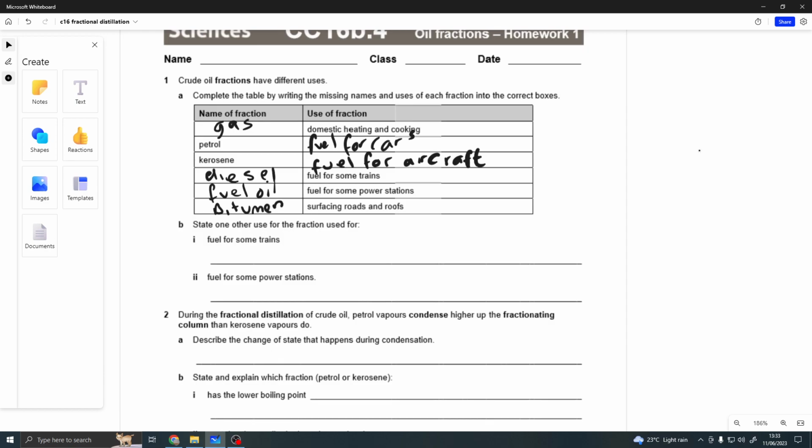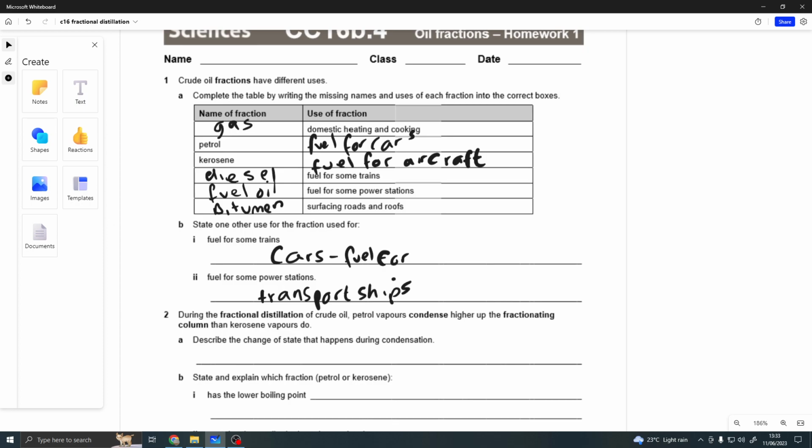It says, state one other use of the fraction used for fuel for trains. Well, cars. Specifically fuel for, don't just say cars. What do you mean cars? Are the seats made out of it? Fuel for power stations. What do we think? Large things use it. Transport ships. Those big container carrying transport ships use this.